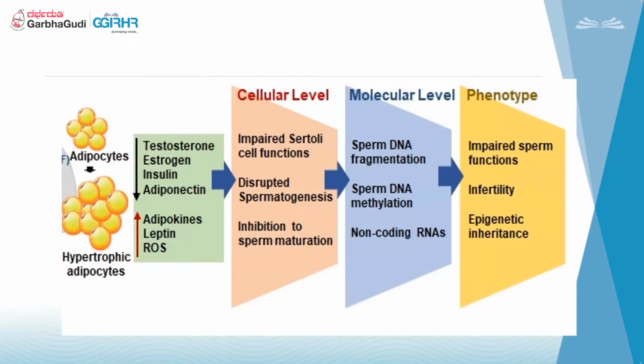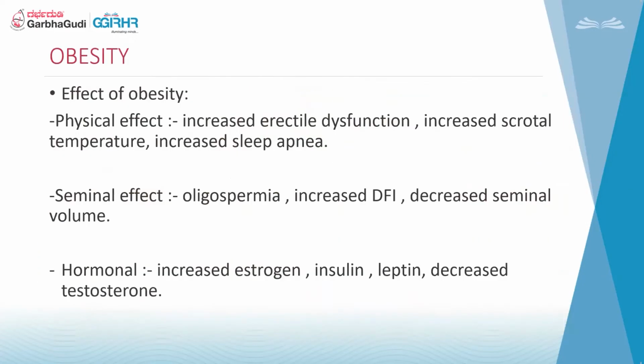So if a mother has been obese at that time, epigenetic inheritance can also be there. And all this will culminate in infertility. So the effect of obesity will be a physical effect.